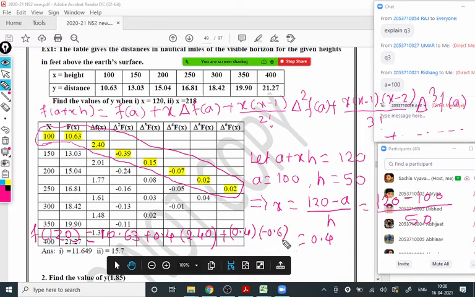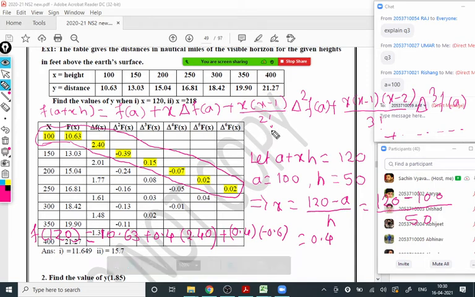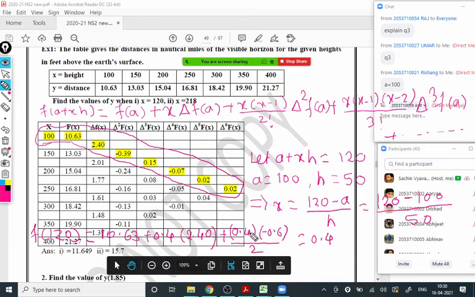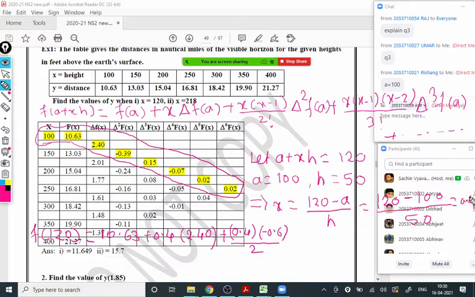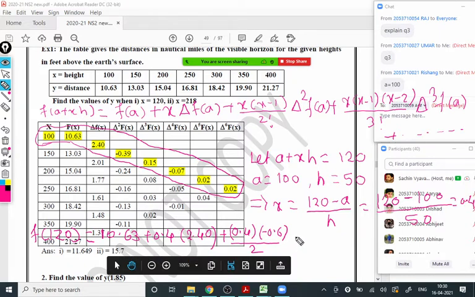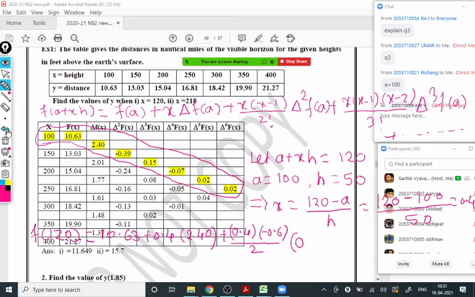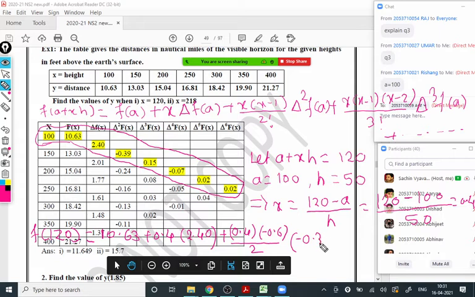So here we are replacing x is 0.4. 0.4 minus 1 is minus 0.6 upon 2 factorial. Just I will erase this one step here. All right, here only 0.4. Okay, so into delta square. What is delta square f of a? Minus 0.39. Is that okay?